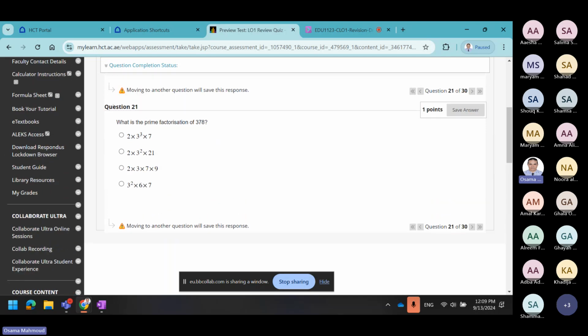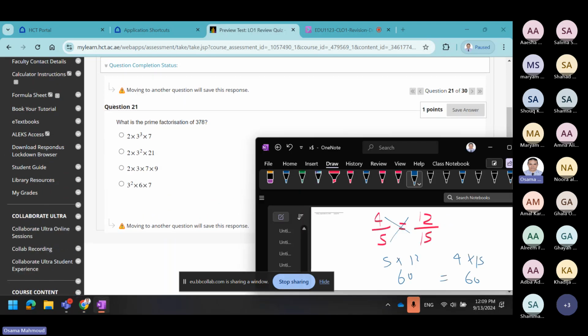This is what I call prime factorization, right? How to do the prime factorization? Take your number, 378. It's easy to do this one. This is an even number. Use your calculator to divide it by 2.